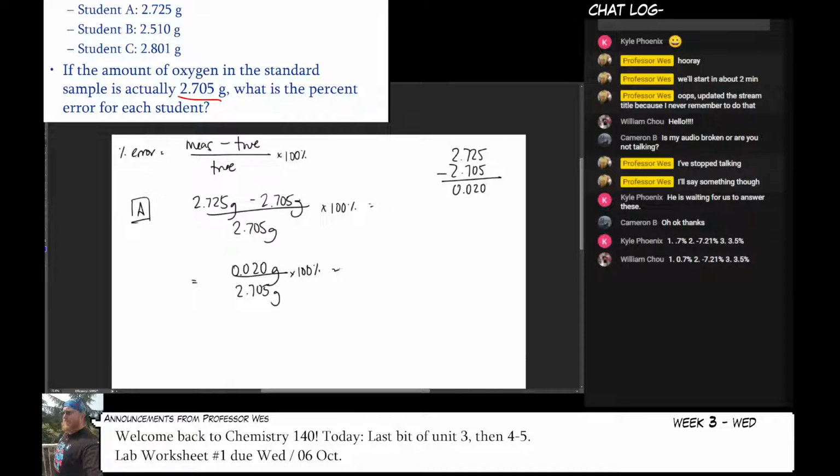And so when I divide, 0.020 over 2.705 times 100%, I get 0.7393, and the number 0.020 only has 2 sig figs, so my result should also have 2 sig figs: 0.74%. That's the answer you should report. Note that there are 2 sig figs because the 0 is a sig fig. It is known.